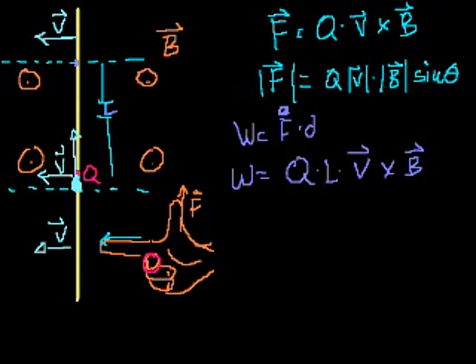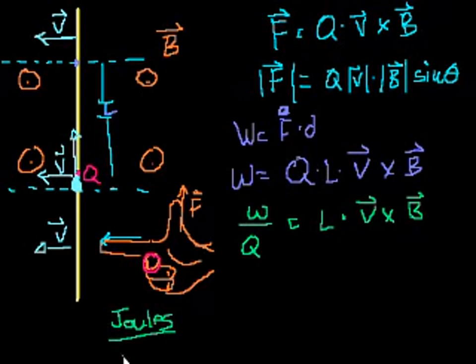So work per charge: we can divide both sides by charge. So work per charge is equal to the distance times the velocity that you're pulling the wire to the left with, cross the magnetic field. This is where it gets interesting. So what is work per charge? The units of work are energy, joules, and charge is in coulombs. So what are the units? Joules per coulomb.